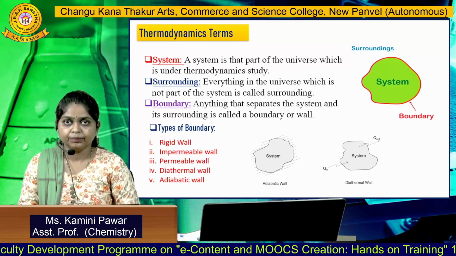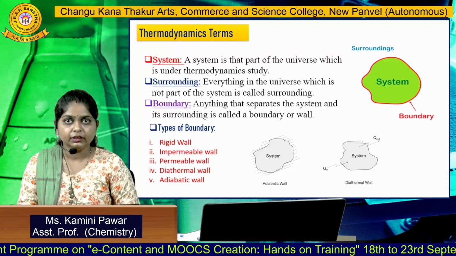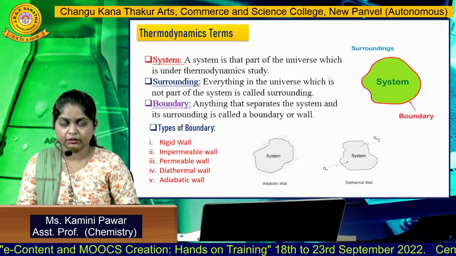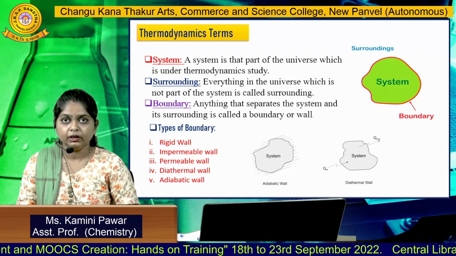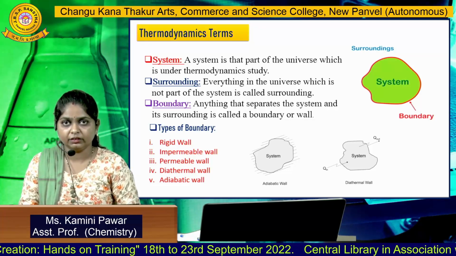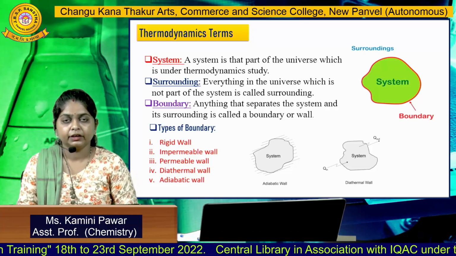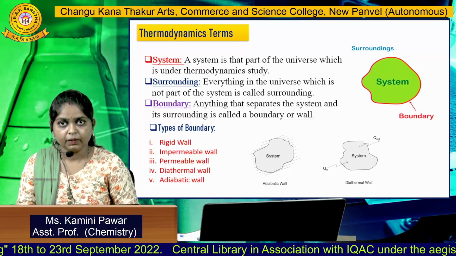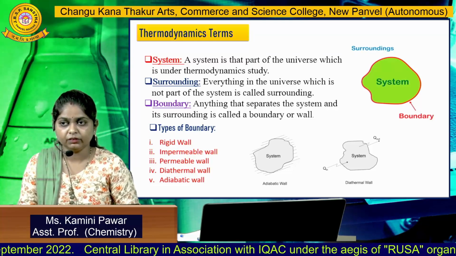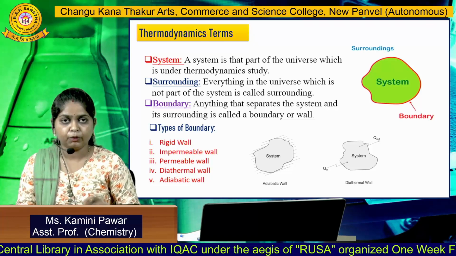Then you can see the basic terms which are involved in thermodynamics. Students, in order to study the different concepts in detail, we need to understand some basic terms which are involved in it. According to that, we have the system, surrounding and boundary. These are the different terms in thermodynamics. So let's see first of all the system.